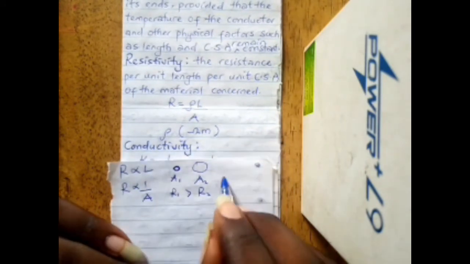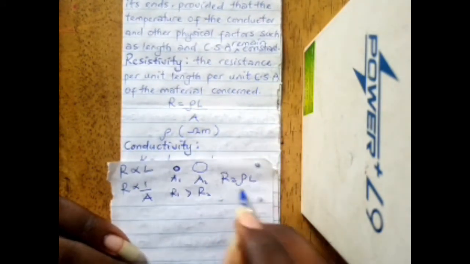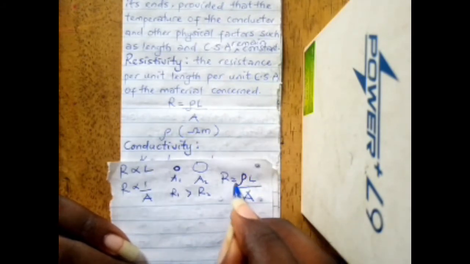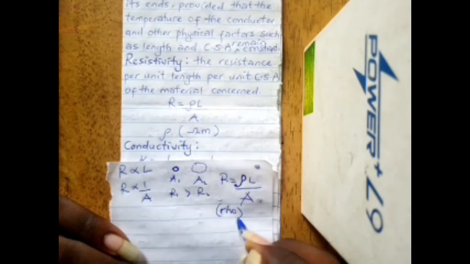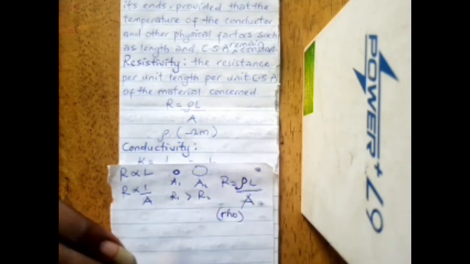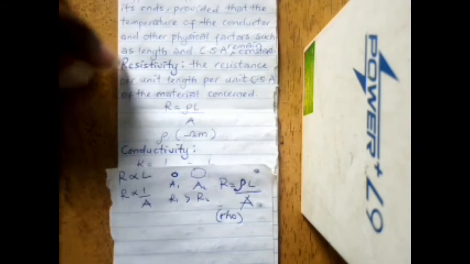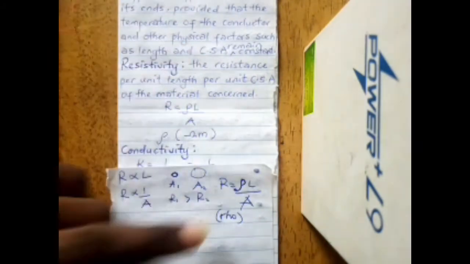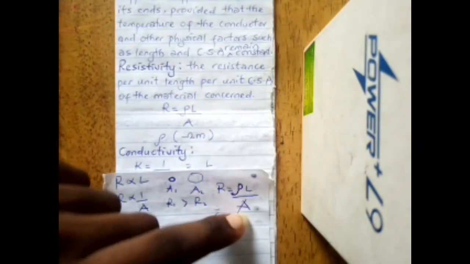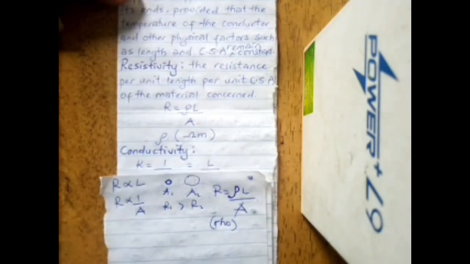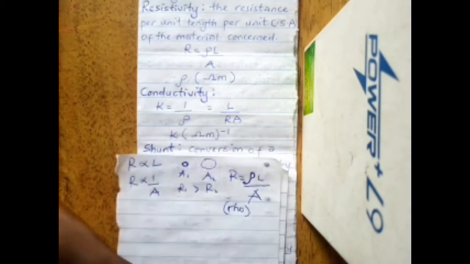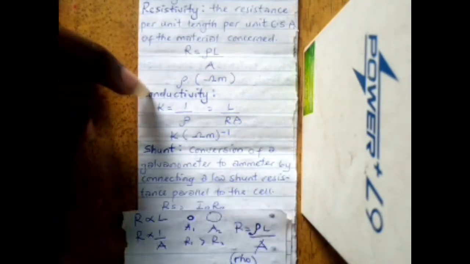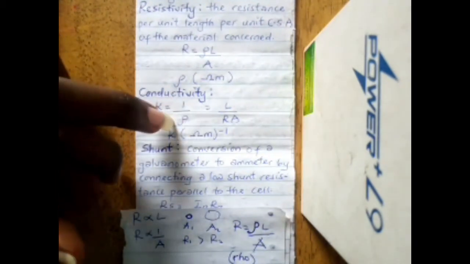By combining those two functionalities, you have R equals rho L over A. Now this symbol here, which is rho, is the constant of proportionality, which is referred to as resistivity. Resistivity is the resistance per unit length, per unit cross-sectional area of the material concerned. And the inverse of resistivity is conductivity. Conductivity is K, the inverse of resistivity.